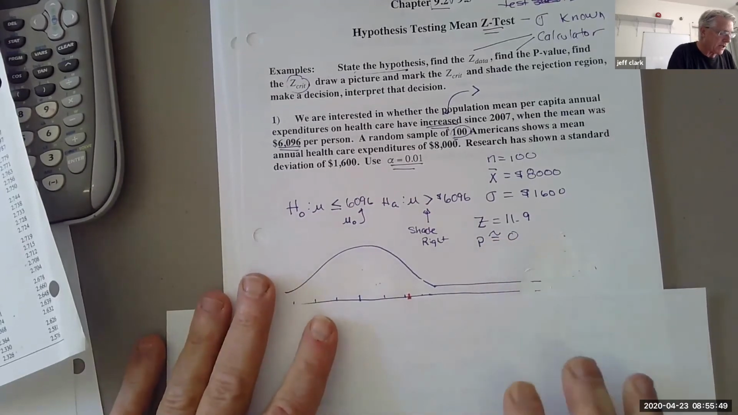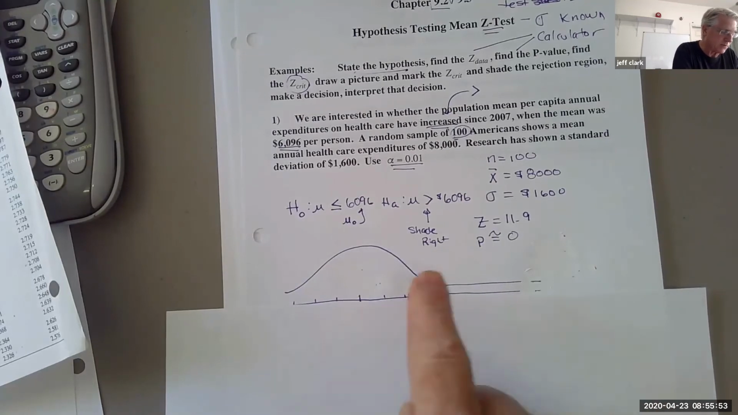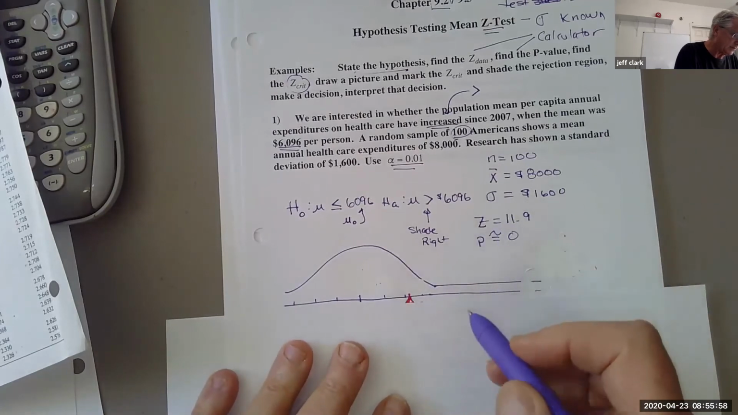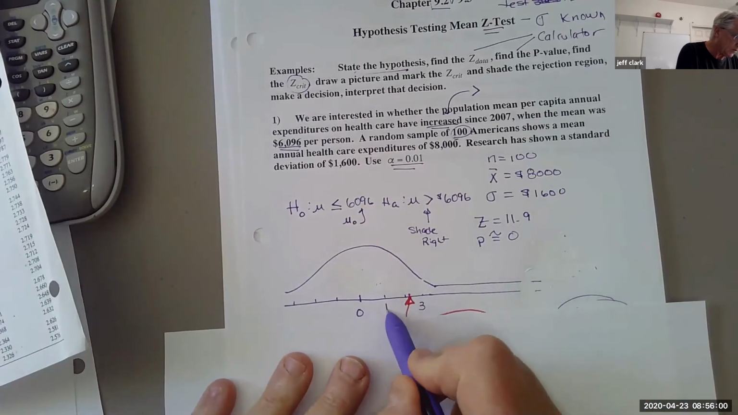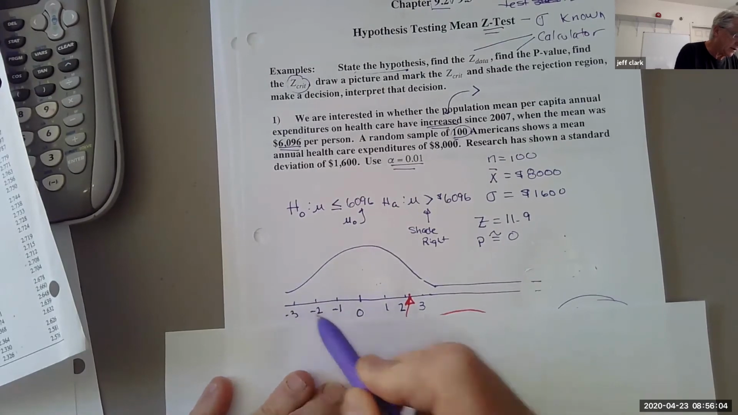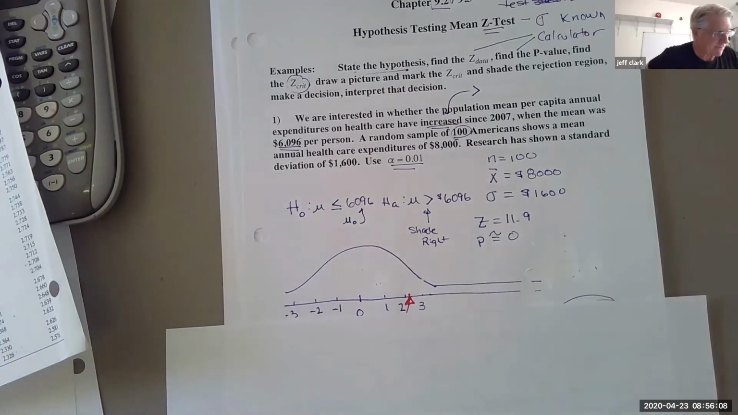You draw your bell-shaped curve, and you know that right there in the middle, because we're talking about Z's, is going to be 0. And this is a 1, and that's a 2. That's a -1, -2, and -3. You know that. So now we want to find a critical number.